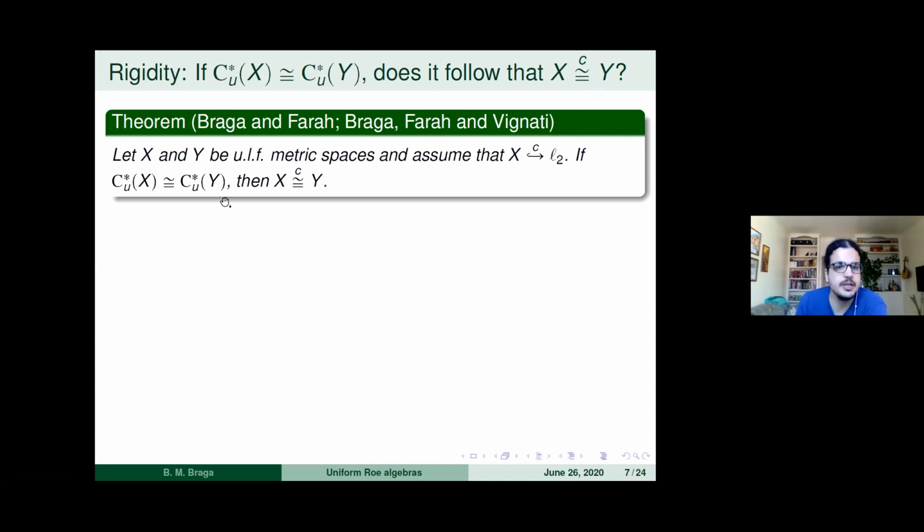So we know, for example, this thing here. If you have uniformly locally finite metric spaces and you have this extra assumption, so you are only looking at things which can be put inside of ℓ², for example, this couldn't be an expander graph, then you have a positive answer for that.